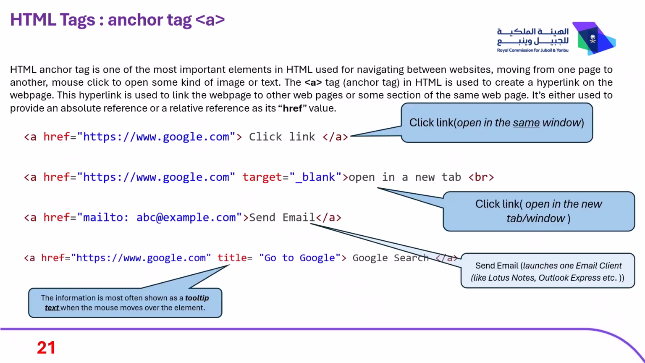The HTML anchor tag is one of the most important elements in HTML, used for navigating between websites, moving from one page to another, or clicking to open some kind of image or text. The anchor tag in HTML is used to create a hyperlink on the web page. This hyperlink is used to link the web page to other web pages or some section of the same web page. It's either used to provide an absolute reference or a relative reference as its href value.